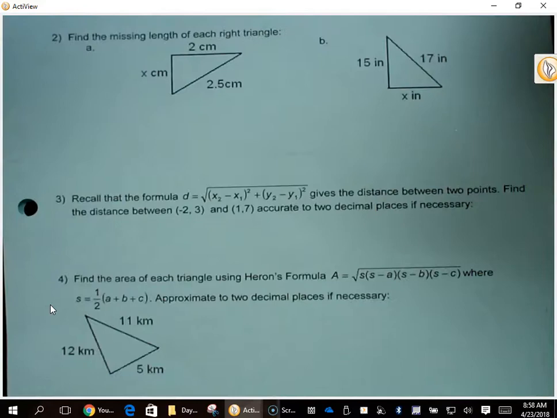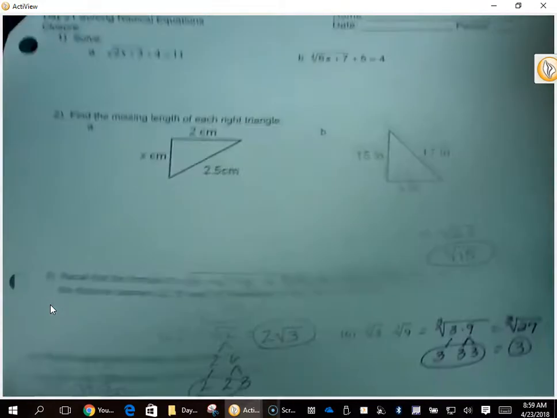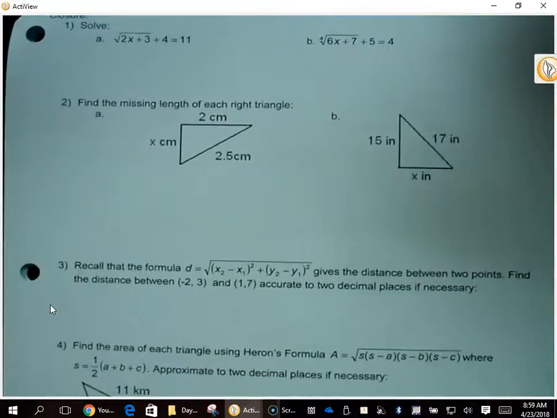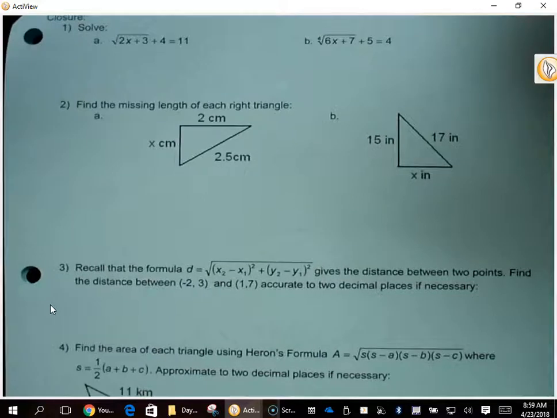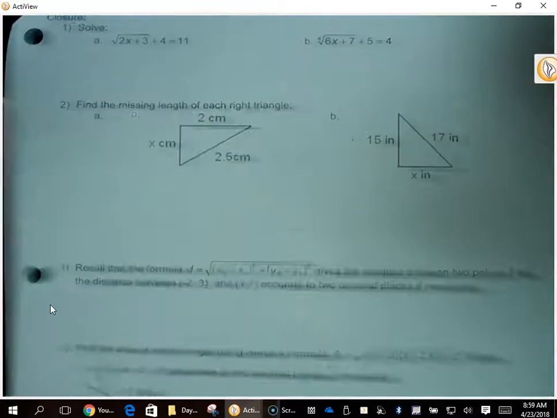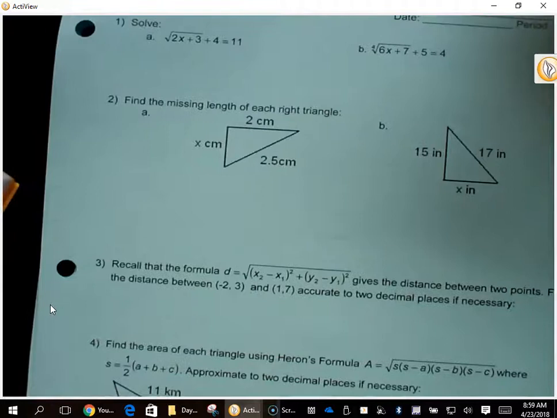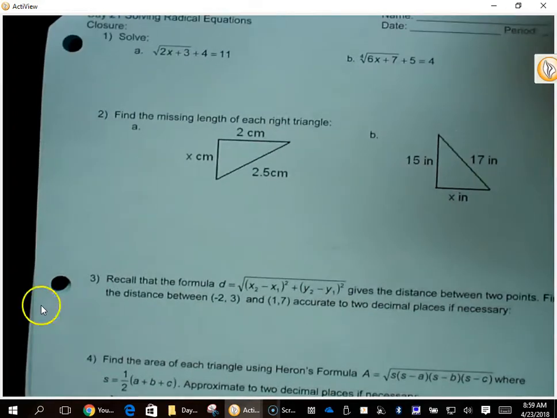And then there's your closure, which is just practice using those same formulas. So do your closure, turn that in, and we'll be reviewing next class for your quiz on radicals, and then after that will be your test. So it's just winding down, folks. Okay? Thanks for coming out.